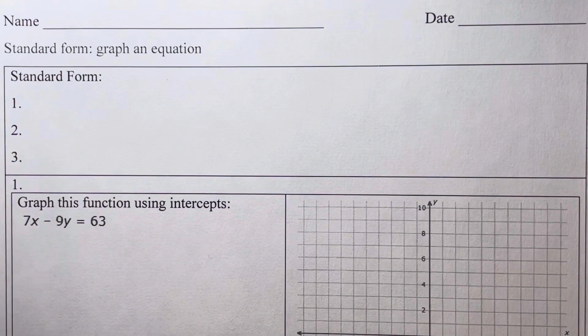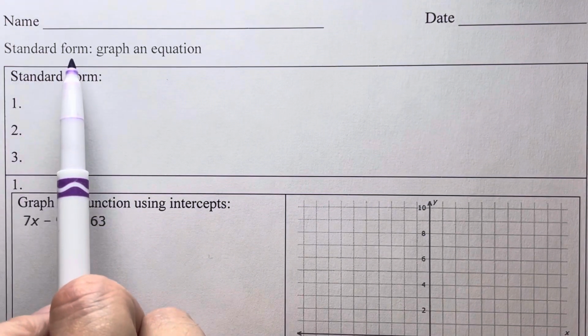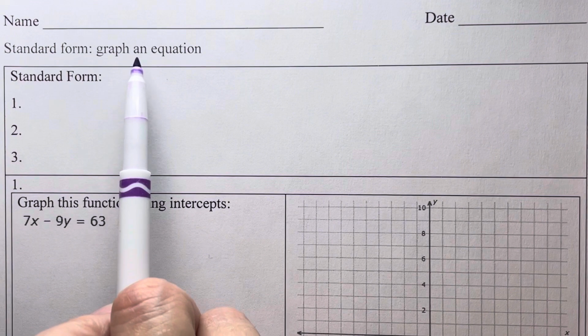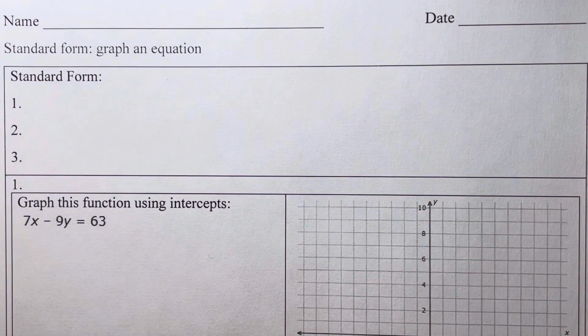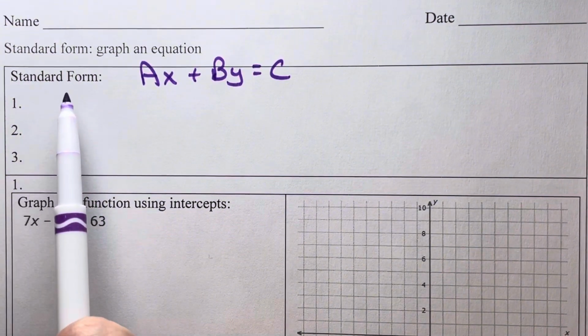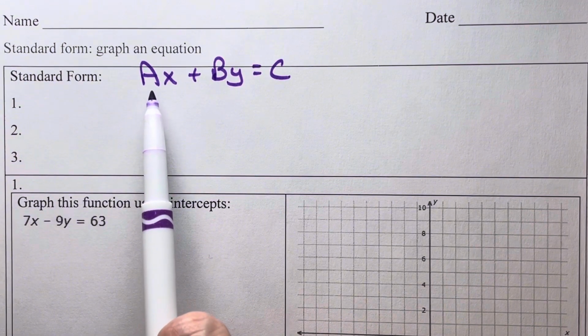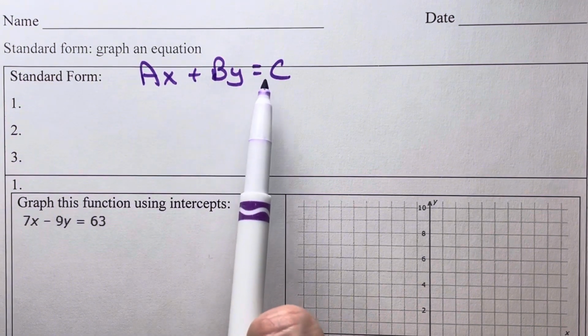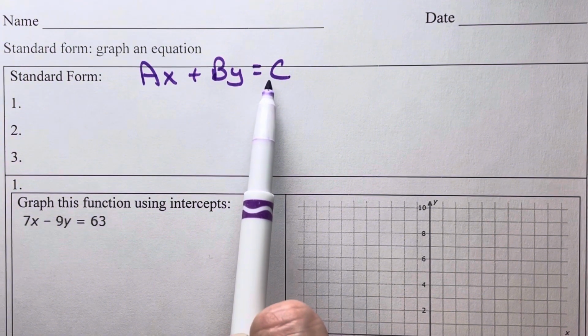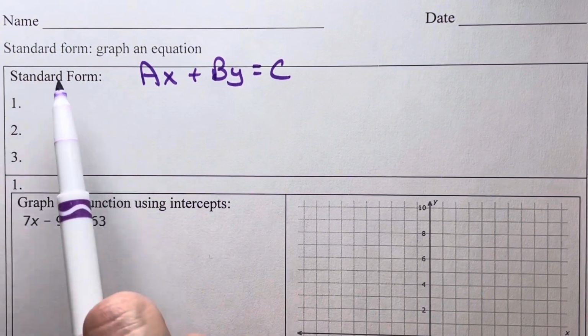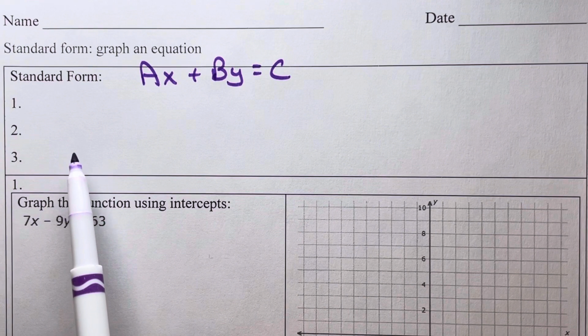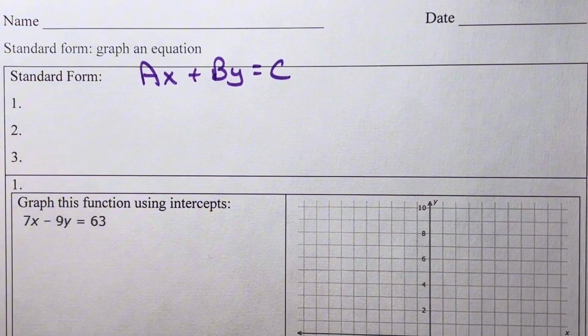In today's math lesson, using the standard form, we're going to graph an equation. Remembering that the standard form of an equation is set up in the format of ax plus by equals c, we're going to use the 3 steps of finding our x and y intercepts, and we're going to see how to use those to graph our line.